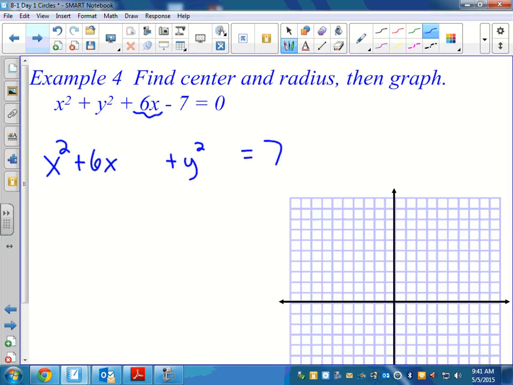Why would I do such a thing? I want x plus h squared plus y minus k squared equals r squared. Someone already said it. But what do I do to take something like this and turn it into a perfect square?